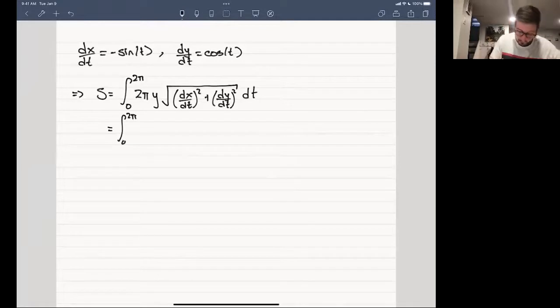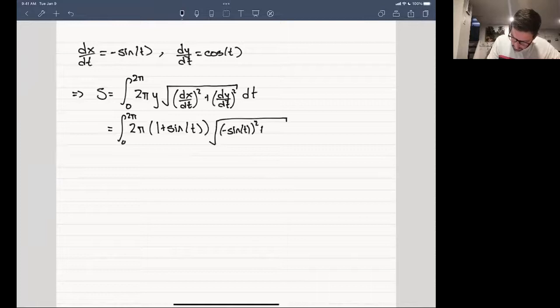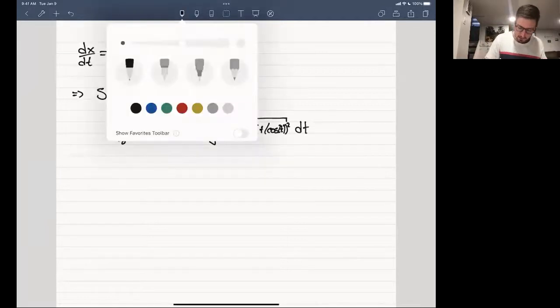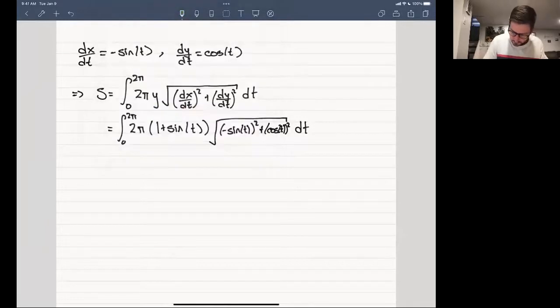Okay, so we get 2 pi, and then 1 plus sine of t, that's the y along this curve. And then in here, we have minus sine of t squared plus cos of t squared. Wow, I wonder where we've seen that before, right? This seems to come up quite a bit. This is the usual Pythagorean identity. Maybe let's put it in green. That tells us that this whole thing under the square root is equal to 1, because when you square the minus sign, it just becomes sine squared.